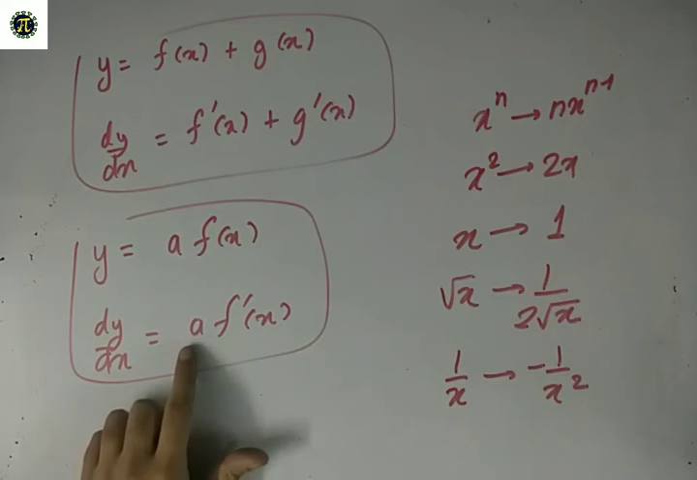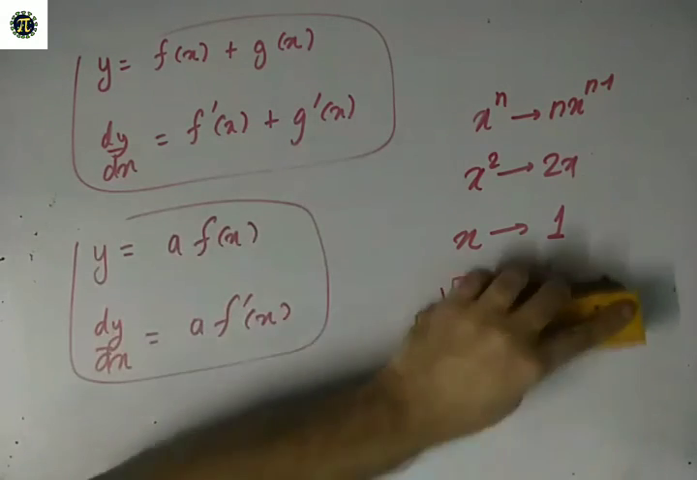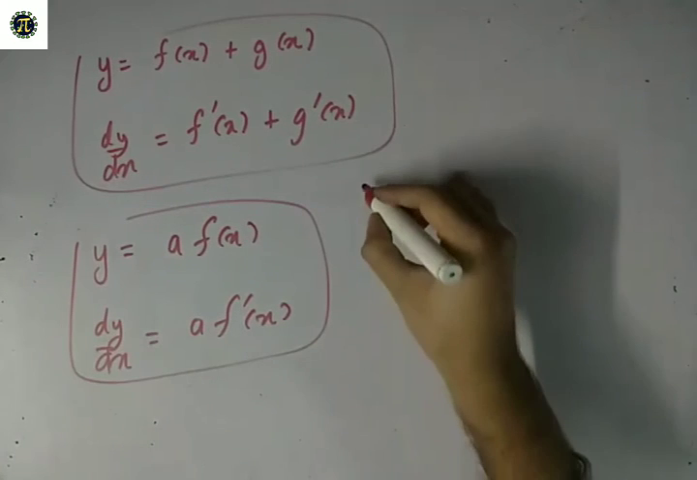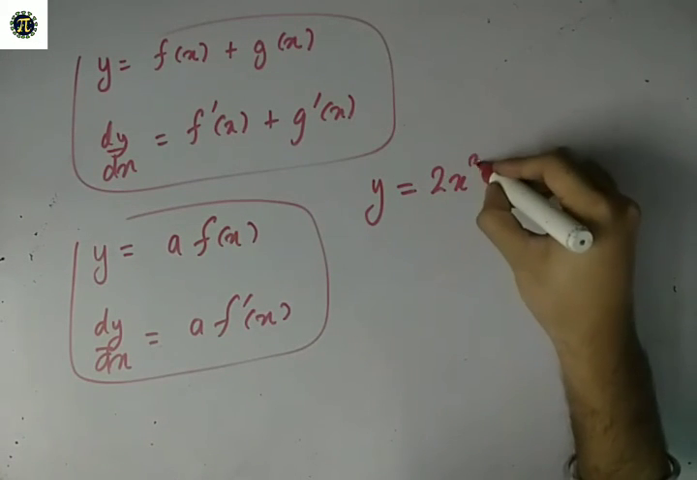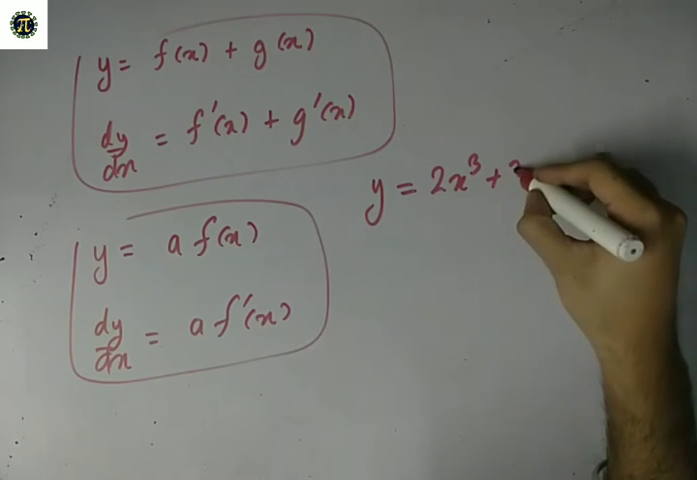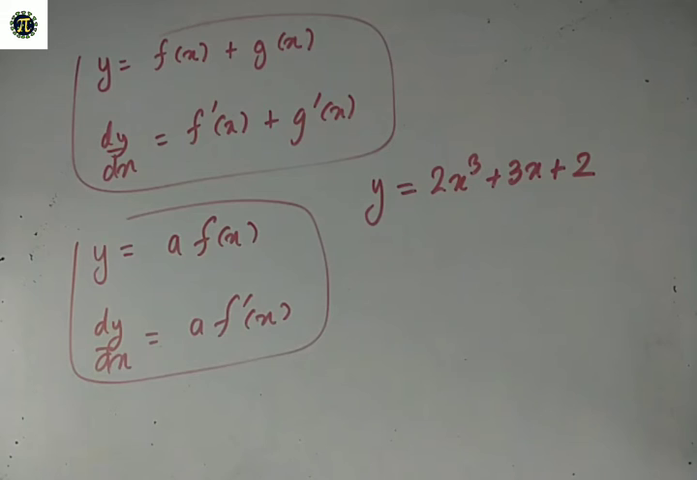So we will learn about this in the coming lecture in the multiplication rule also. We will talk about this more, but let's see how to use all this. So let's say I have a function, that is 2x square plus 3x plus 2.